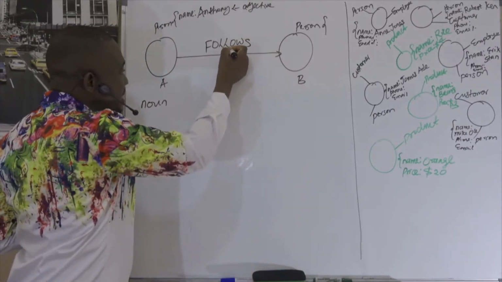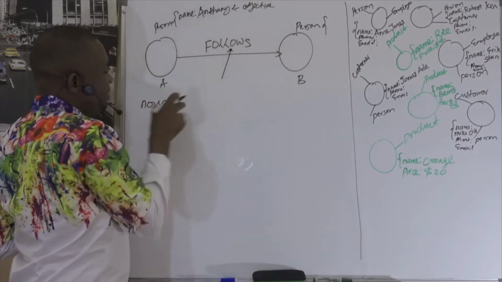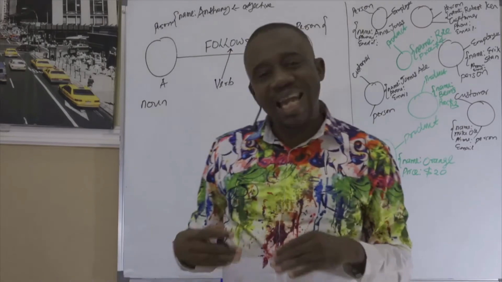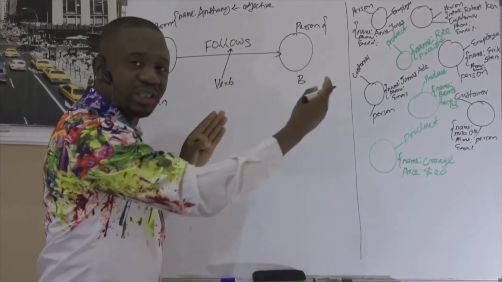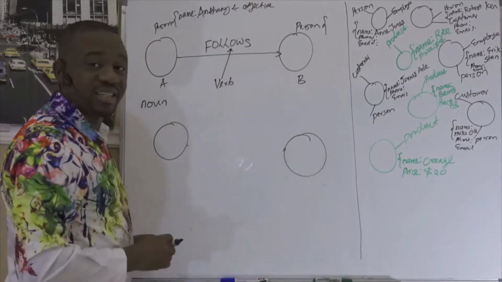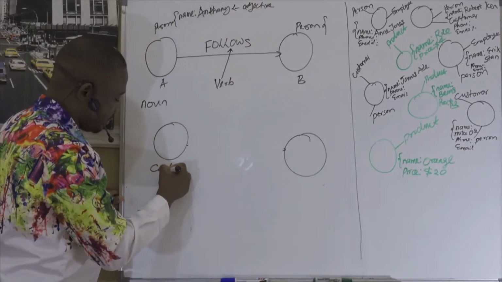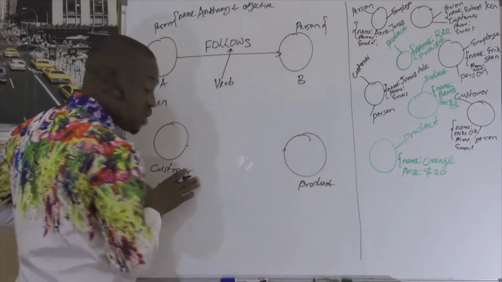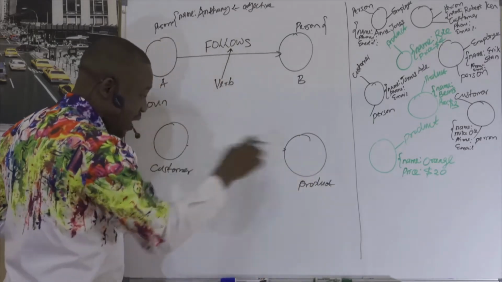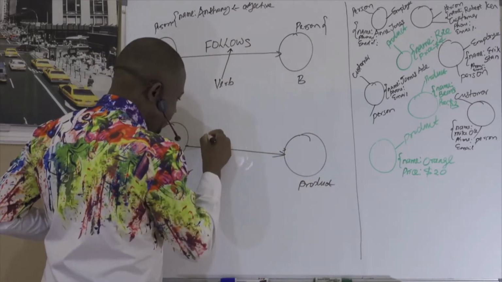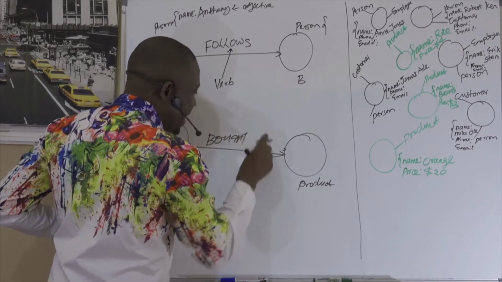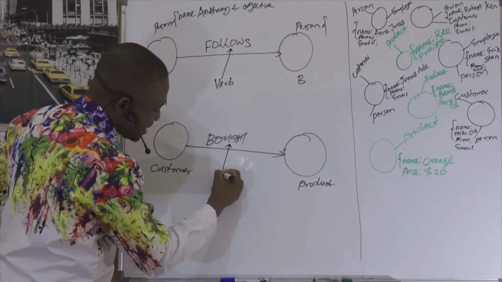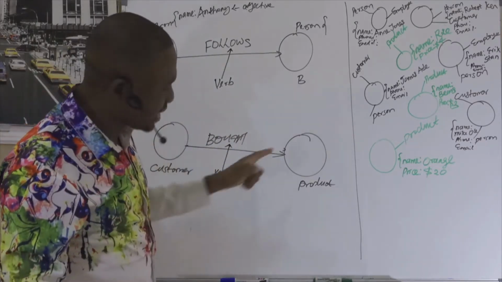Also, this relationship, which is follow, a verb, can sometimes also have an adjective, such as what type of verb this is. These are two nodes, for instance. It could be that this is a customer who bought a product. Customer is a noun. Product is a noun. Those are nodes. Bought is a verb.